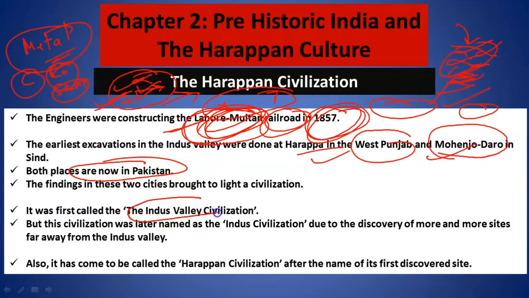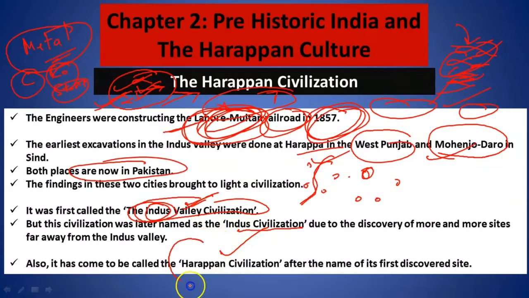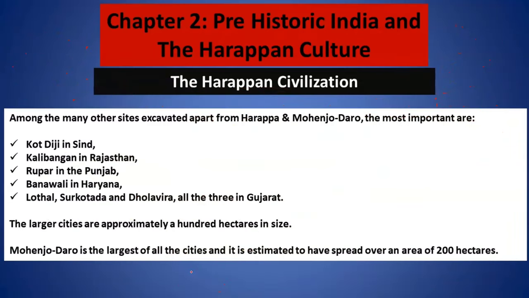It was first called the Indus Valley Civilization, but later on, other cities were also discovered away from the valley. That is why the name was changed to Indus Civilization. And why this name Indus? Because most of the cities were near the river Indus. It is also known as Harappan Civilization because Harappa was the first city to be discovered among this civilization. I hope this point is also clear.